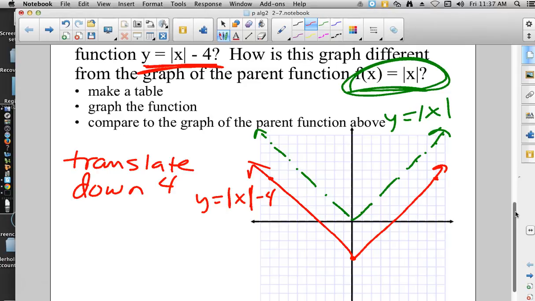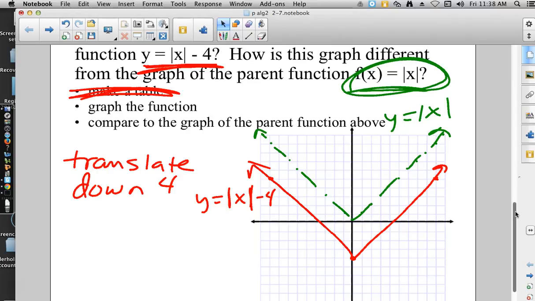Seriously? That's all we do? That's all we do. Look at the bullets. First bullet says, make a table. Did I make a table? We don't need no stinking tables. Cross that off of there. We're going to graph it. It's easy. You just graph y equals the absolute value of x and you move it. That's all you do, according to those transformations we did yesterday.